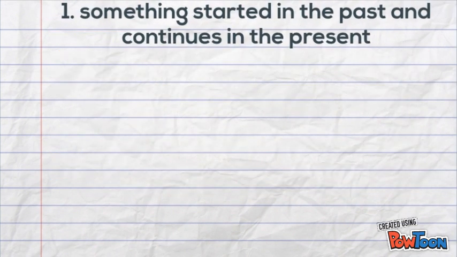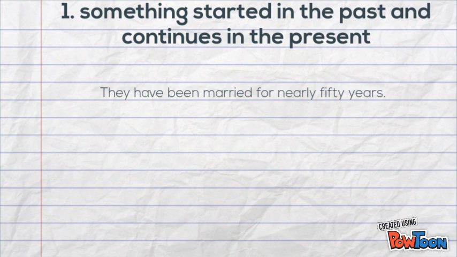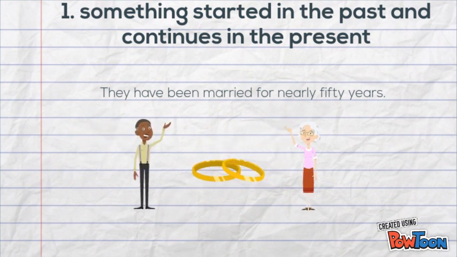When something started in the past and continues in the present, we can say, for example, they have been married for nearly 50 years. Have been is the present perfect. For is a signal word. So they have been married in the past and they're still married.